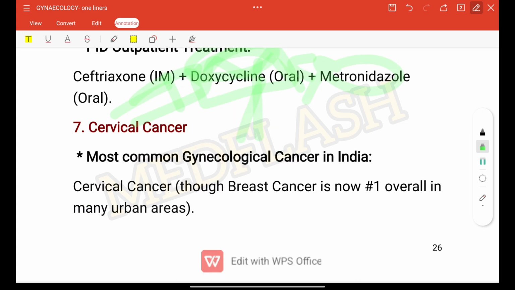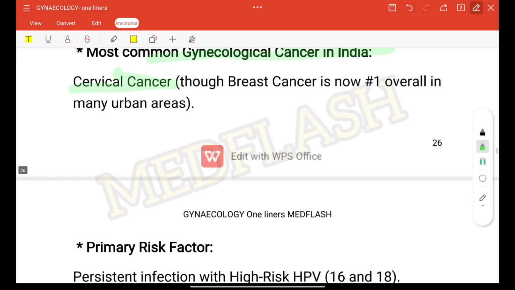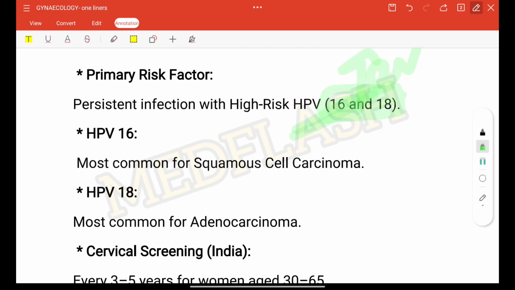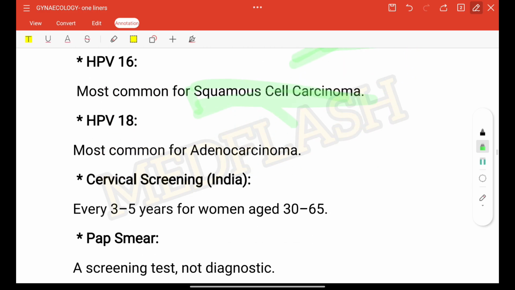Cervical cancer is the most common gynecological cancer in India. Primary risk factor: persistent infection with high risk HPV 16 and 18. These cause cervical cancer. HPV 16 is most common for squamous cell carcinoma. HPV 18 is common for adenocarcinoma.